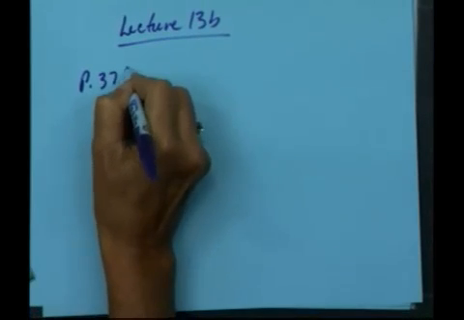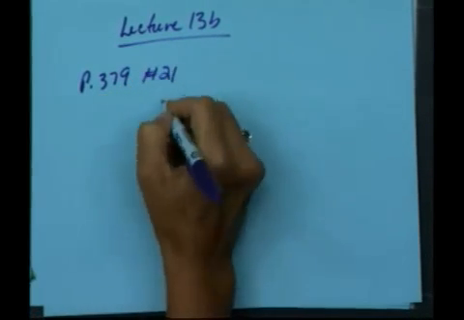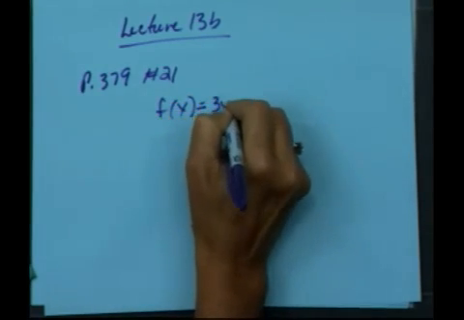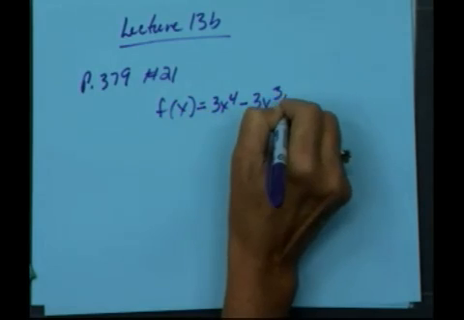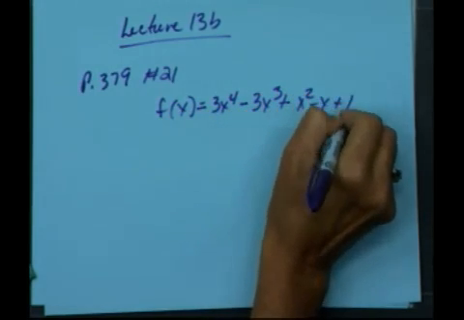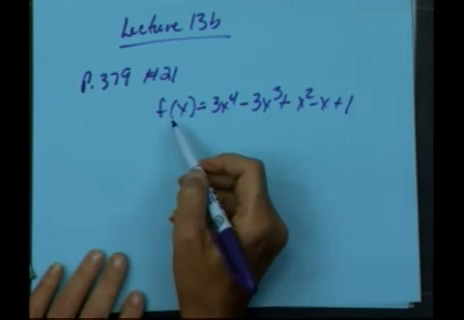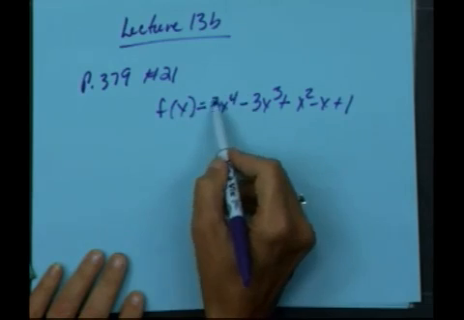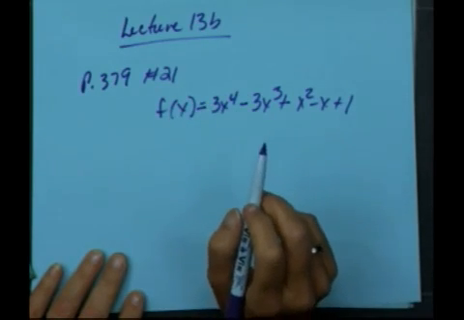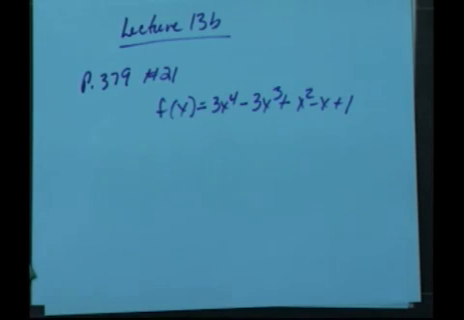All right, everybody. We are back and working on reviewing for the test, and we're going to pick up in section 3.6 with lots of questions. The next question was from page 379, number 21. It was f of x equals 3x to the fourth minus 3x cubed plus x squared minus x plus 1. This is a fourth degree polynomial function. What is the maximum number of real zeros that this polynomial could possibly have?